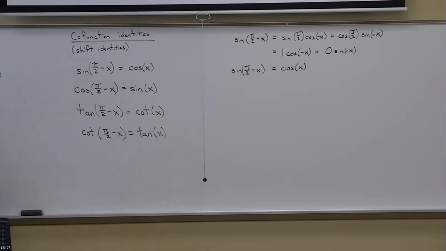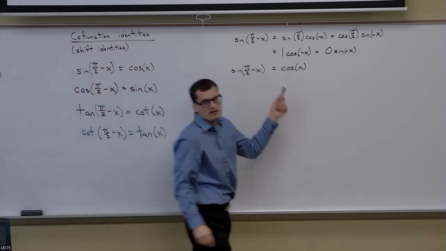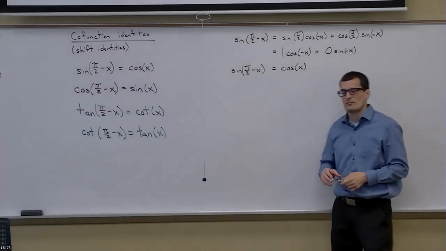And all of those can be easily shown through the sum difference identities that we just had. Just plug in pi over 2 as your first angle, negative x as your second angle, and go through your sum difference identities in the same way I did here. And those things will pop right out.